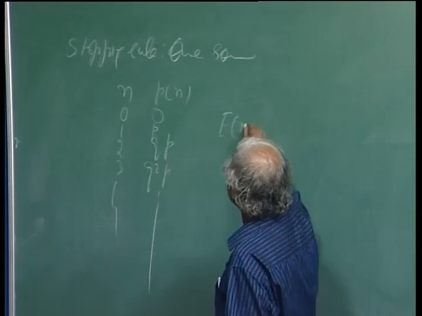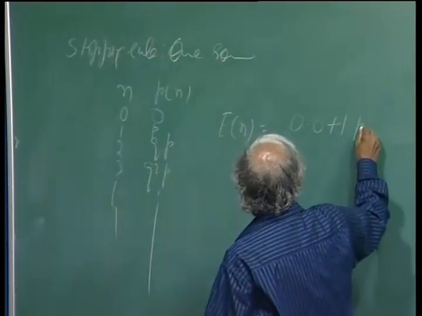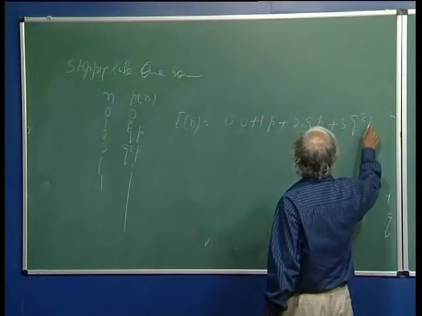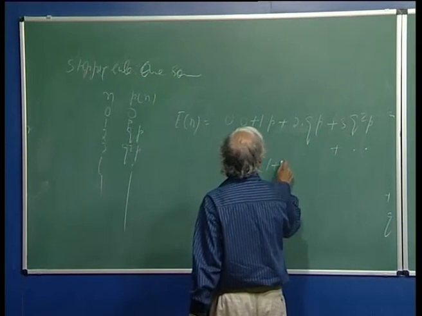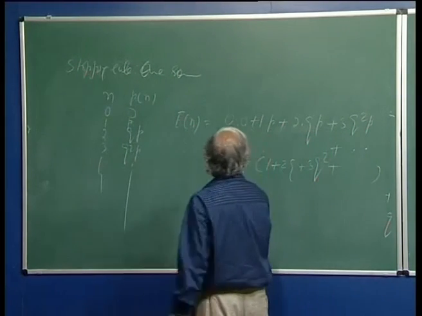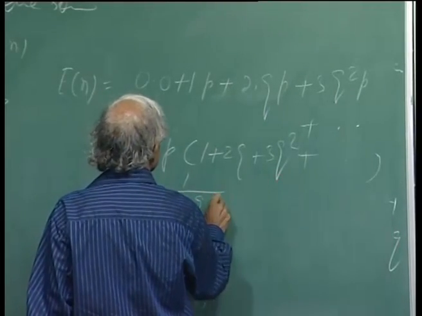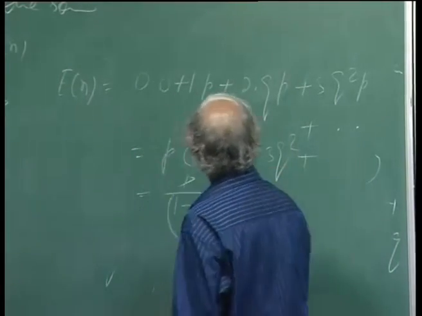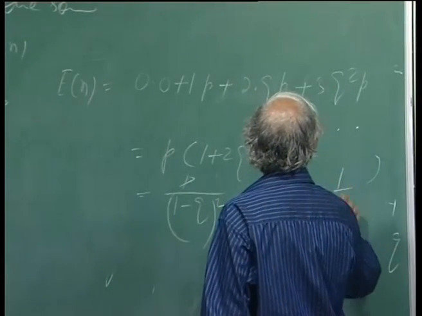The expected value of n for this simple probability distribution would be 0 into 0 plus 1 into P plus 2 into Q P plus 3 into Q square P, etc. Or P can be taken outside: 1 plus 2 Q plus 3 Q square, and so on, or P upon (1 minus Q) square, or P upon (1 minus Q) square, and since 1 minus Q is P, it is 1 upon P.